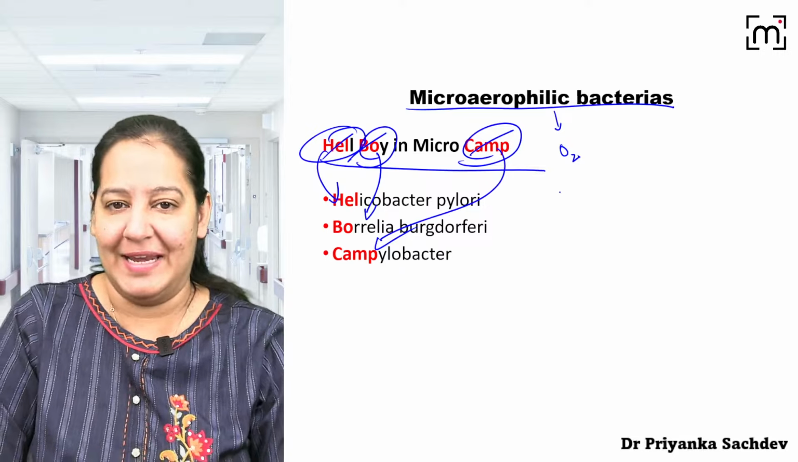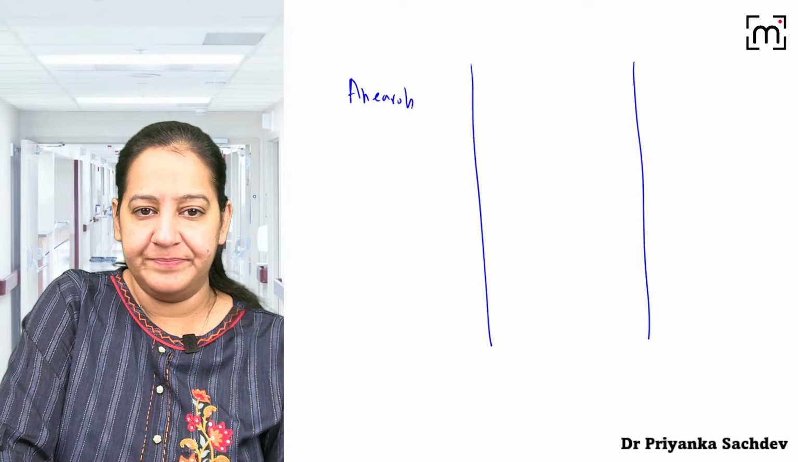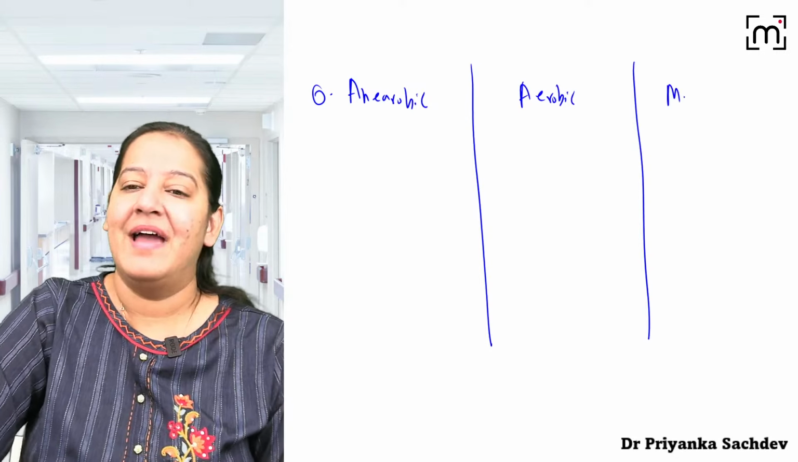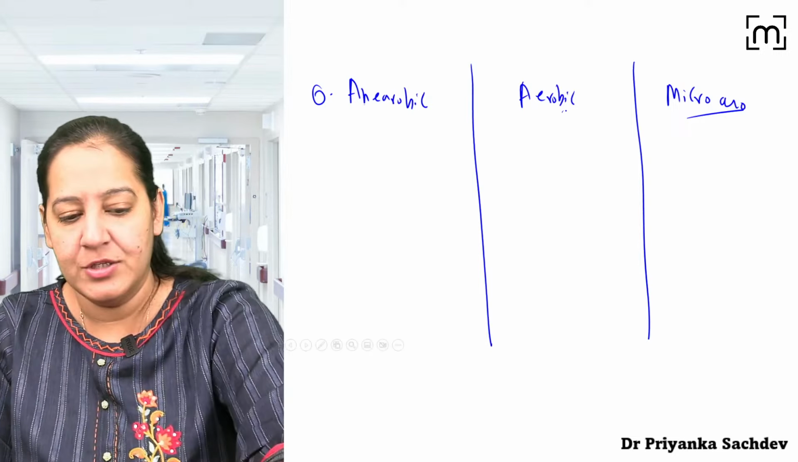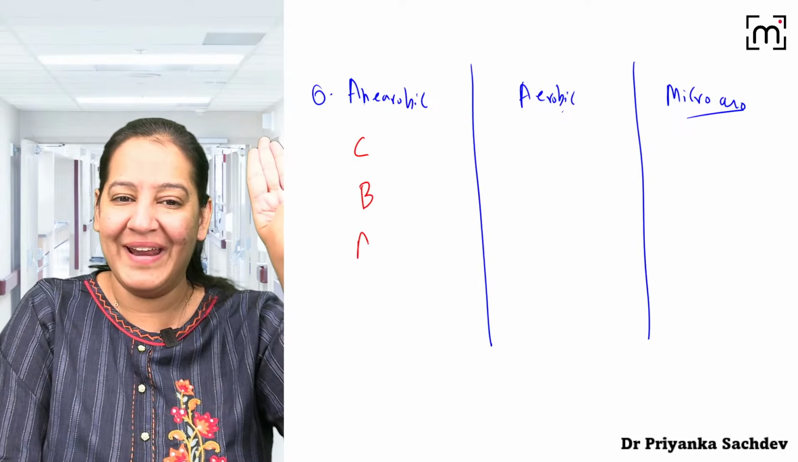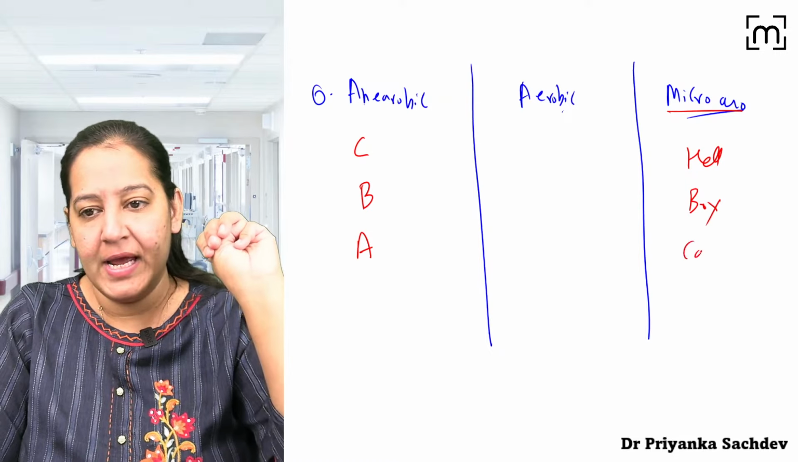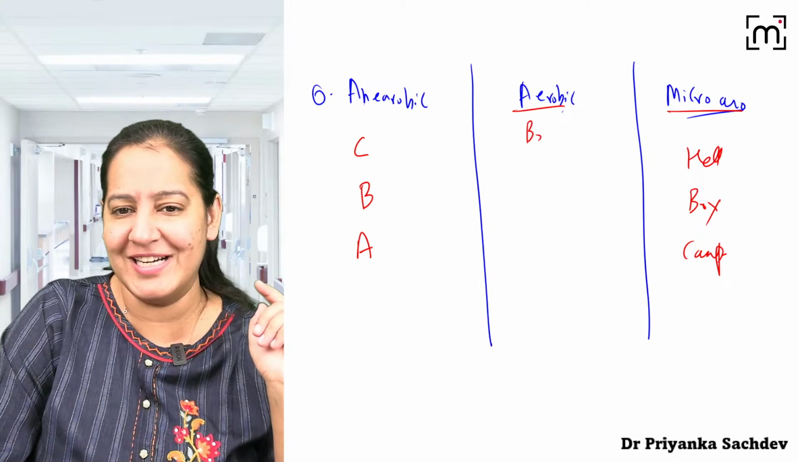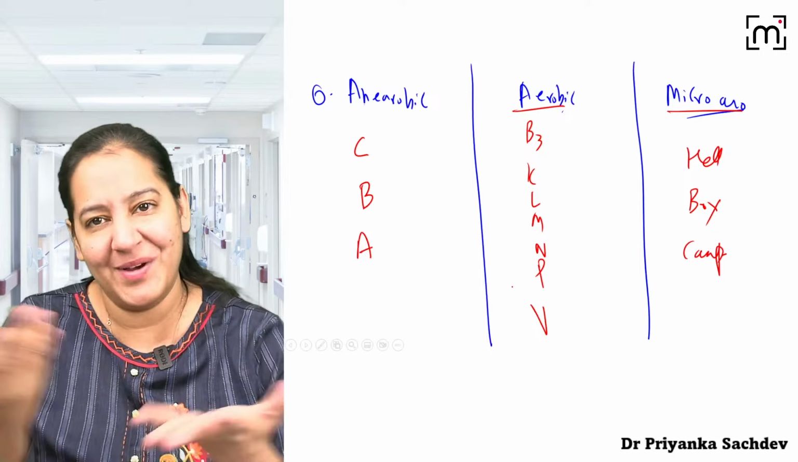So let me summarize once again. Based on oxygen, we divide the bacteria into 3 categories. Anaerobic, which are obligate anaerobic. Aerobic. And microaerophilic, which are the intermediate between these two. Right? So anaerobic are only 3. Can't breathe air. Microaerophilic again 3. Hell, boy, camp. You know the full form. But aerobic, they are many. You should know the mnemonic. It's B3 KLMN. O ko bana do V and P. KLMNOP. You can learn like that.